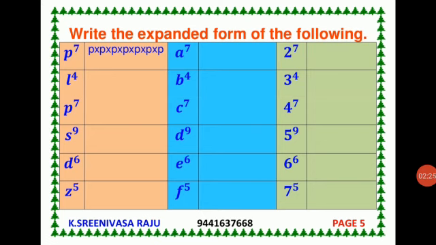Write the expanded form of the following. P power 7 can be written as P into P into P into P into P into P into P, 7 times. In the same way, do the remaining problems in your notebook.